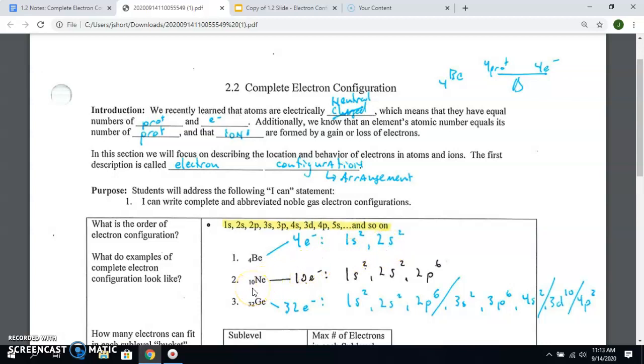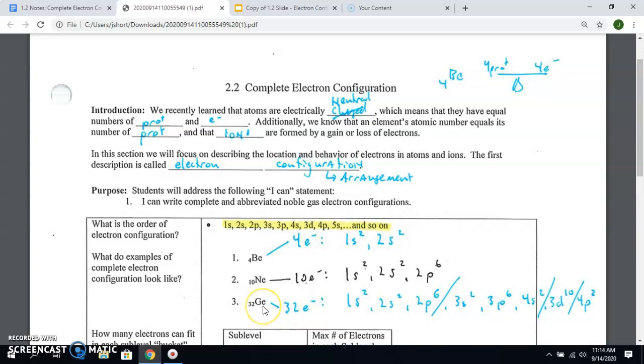For neon, neutral neon has not only 10 protons, but also 10 electrons. Its complete electron configuration would be 1s2, 2s2, 2p6. Because notice that 2p comes after 2s. So I think you guys are starting to see that you have to follow this pattern, you have to follow this order of electron configuration.